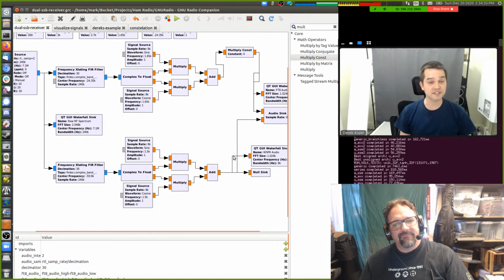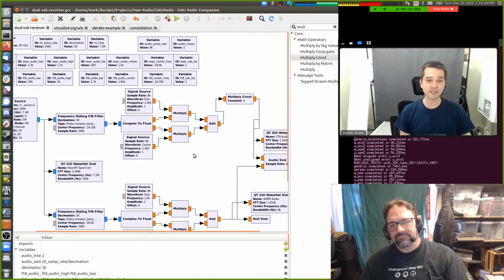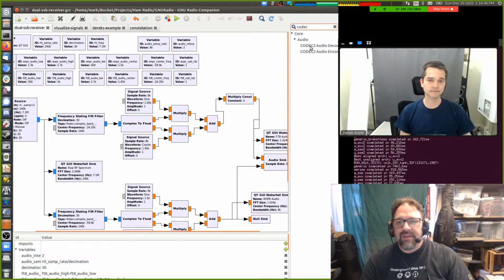Okay. But for instance, I don't know if it's in the version you have, but FreeDV and Codec 2 are both included. Yes. Yeah, I do have the audio encoders there. Cool.